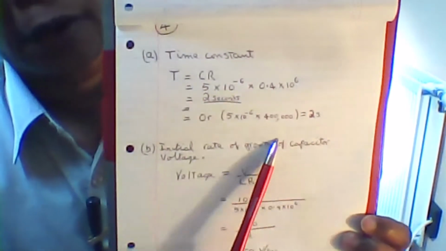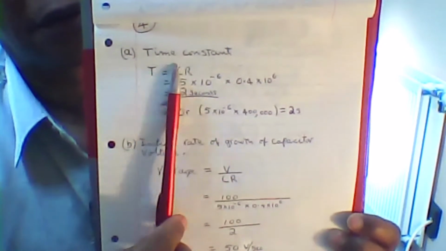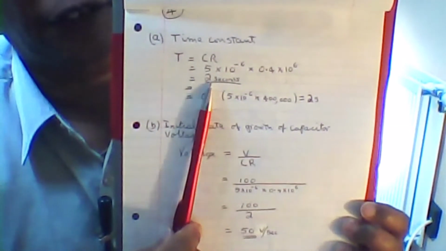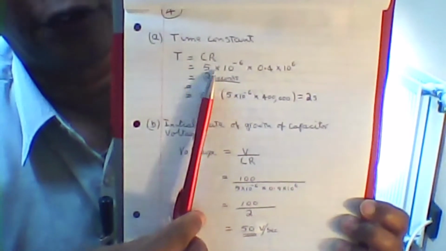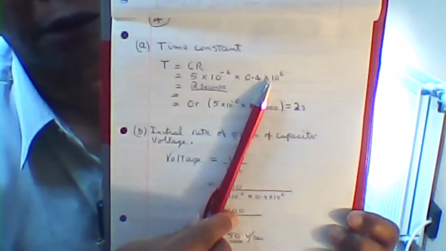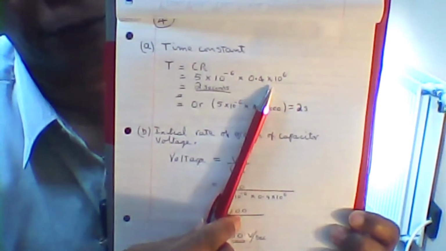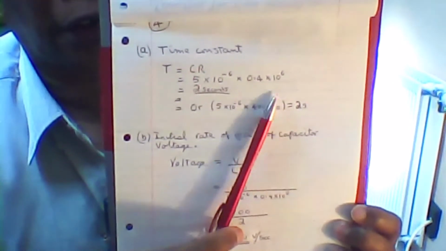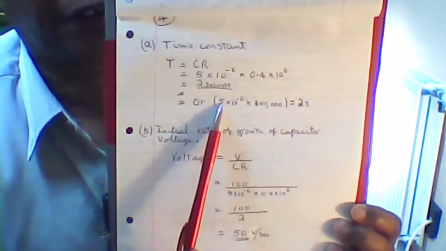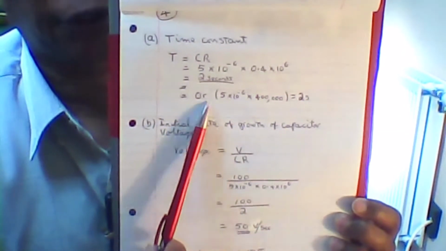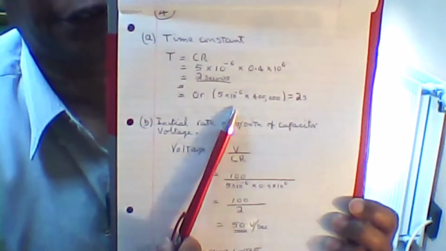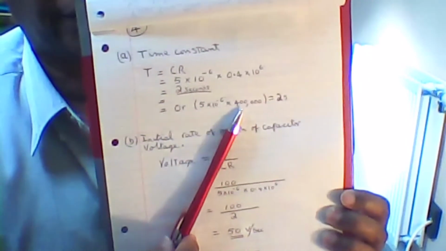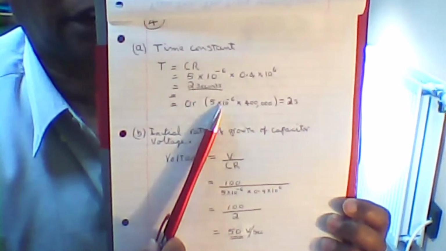Now, A, time constant, T equals C times R. You can see what I've done here: 5 times 10 to the minus 6 times 0.4 times 10 to the 6, because it's millions. I repeat, millions. And that comes out as 2 seconds. So all I've done here is to show you another way that you could simply get the same result. Now check and make sure that you do get this result.